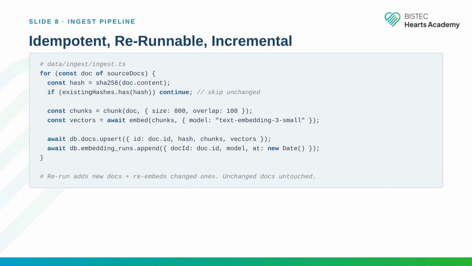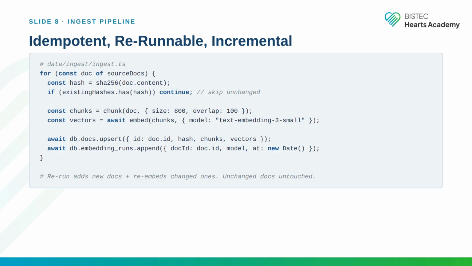Ingest pipeline discipline. For every source document, compute a SHA-256 hash of the content. If the hash already exists in the database, skip. Otherwise, chunk with 800-token chunks and 100-token overlap, embed with your chosen model, upsert the document, and append an embedding run record with the document ID, model name, and timestamp.